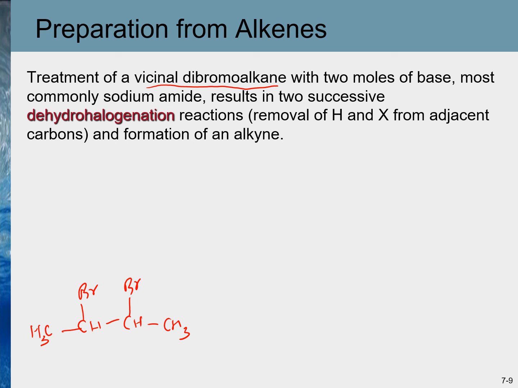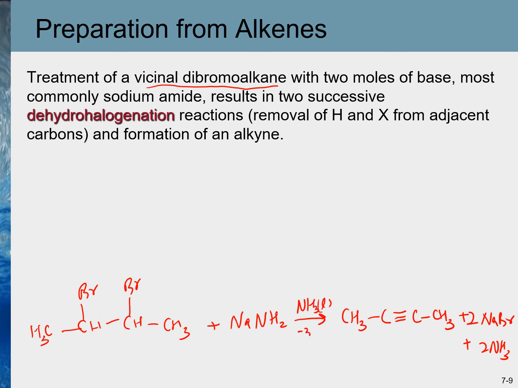So treatment of vicinal dibromoalkanes with a strong base such as sodium amide will result in formation of an alkyne, and the triple bond will form between the carbons where the vicinal bromo groups are present. And it will also result in formation of 2 moles of sodium bromide and 2 moles of ammonia. This reaction is carried out in liquid ammonia at negative 33 degrees Celsius temperature.